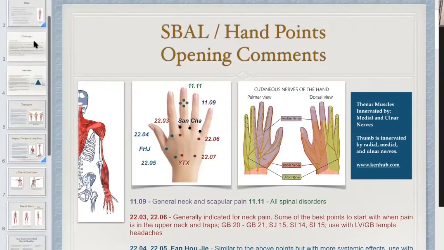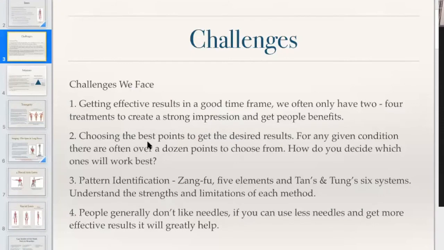Let's go back to some of these challenges. So, choosing the best points to get the desired results. The more that you understand the anatomy of how points work on the myofascial lines and how your patients respond, and the more you understand these things that I cover, then it's going to help you to choose what points will work best.